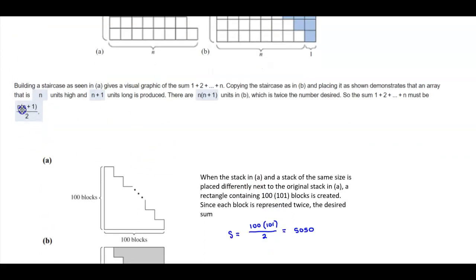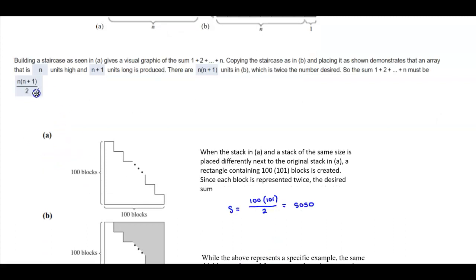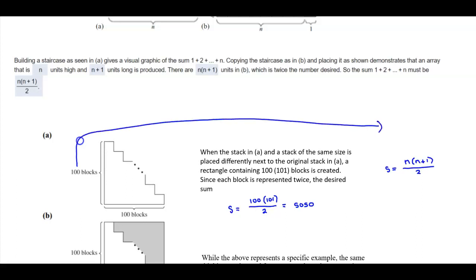So as you can see here, n represents 100. And then if you take a look at that formula, n times n plus 1 over 2, we know that n over here is equal to 100. So if we substitute this to be n, we get 100 times 100 plus 1 divided by 2, which gives us the same thing that we get over here, which is 100 times 101 divided by 2.